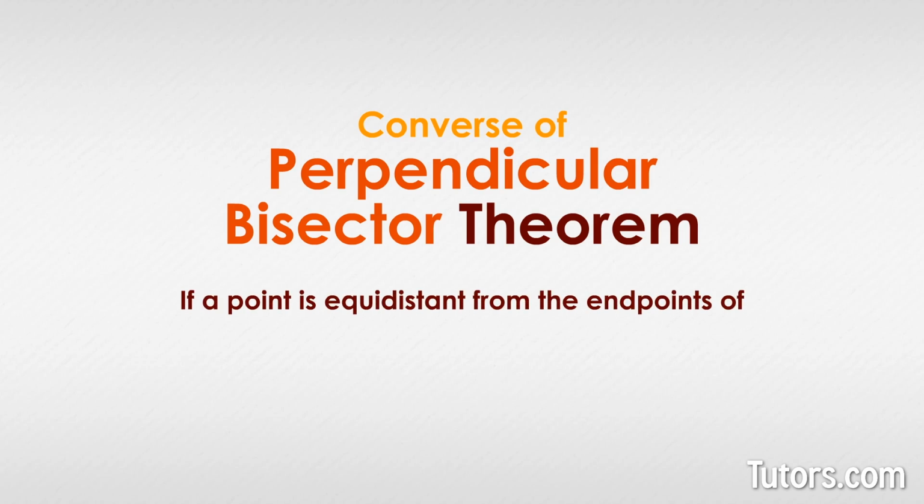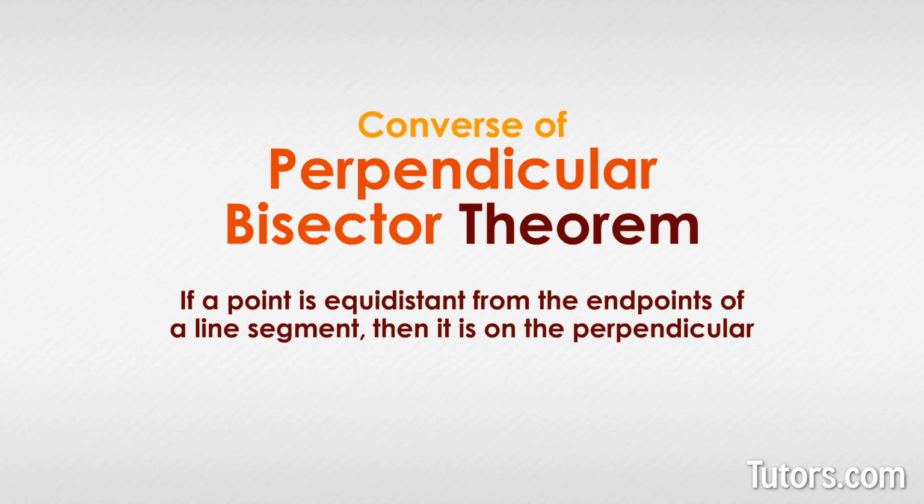If a point is equidistant from the endpoints of a line segment, then it is on the perpendicular bisector of the line segment. You can show this too. Let's construct a line segment HD. Place a random point above it, but still somewhere between points H and D, and call it point T. If point T is the same distance from points H and D, this converse statement says it must lie on the perpendicular bisector of HD.